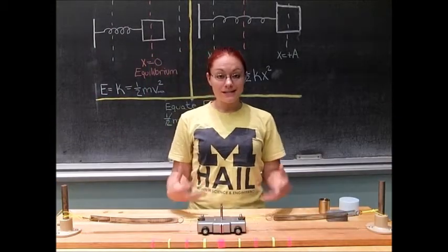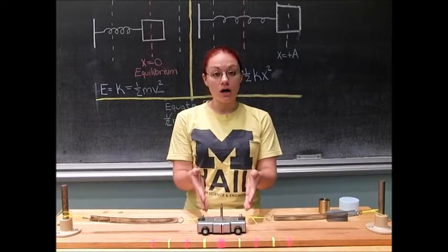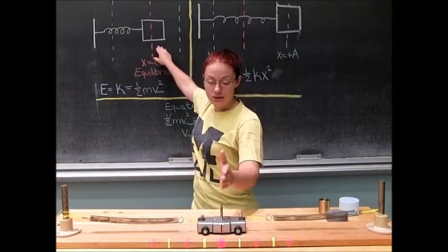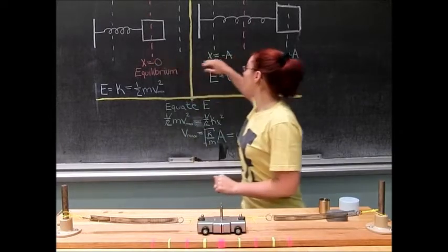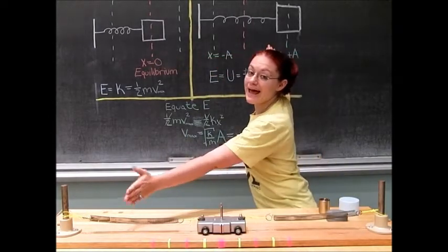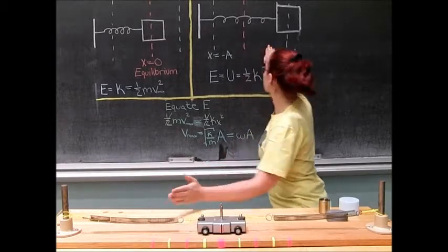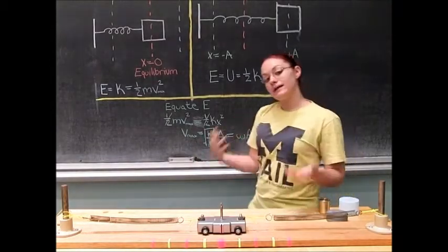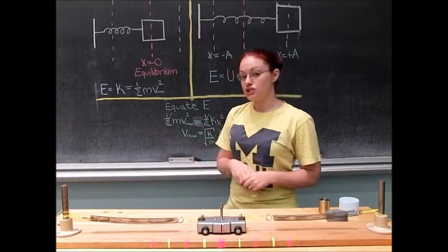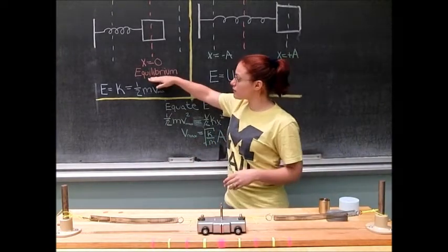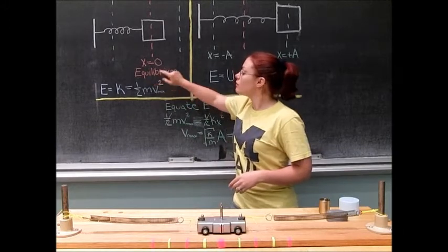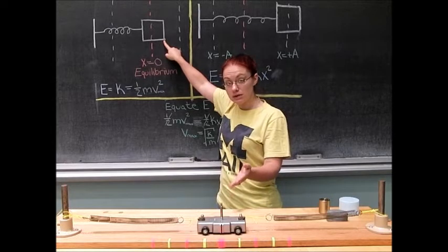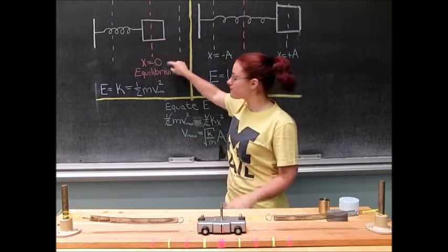If we go ahead and take a snapshot of the motion of our cart at 2 specific positions, one where the cart is traveling through its equilibrium point, and the other where it's at the very end of its oscillation when the displacement is at a maximum, we can analyze the energy at each situation. To begin with, if we look at the equilibrium position, we know that the displacement of the object from its equilibrium will be 0, because it's there.